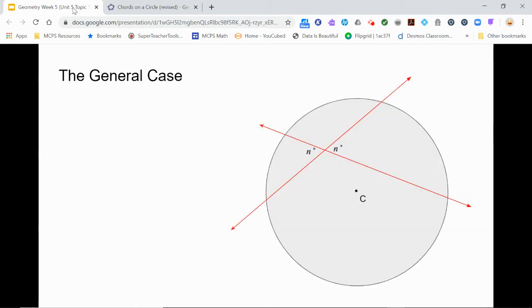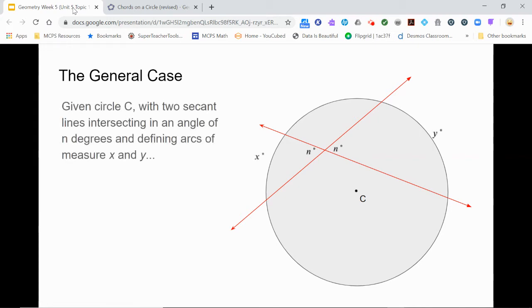We can generalize this to any circle with two secants or chords intersecting inside the circle. Let the measures of a pair of vertical angles at the intersection be n degrees. Call the measures of the intercepted arcs x and y. It will always be true that 2n equals x plus y, and that n is equal to x plus y divided by 2.